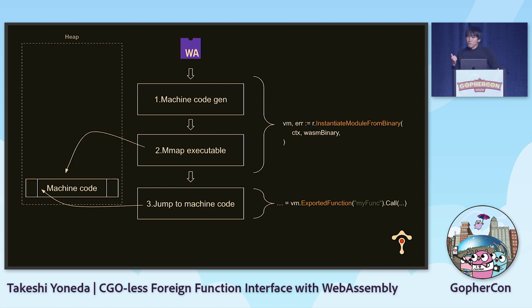So here's a diagram of how each step would correspond to the wazero API. When you are creating a virtual machine, wazero is trying to generate machine code, which is semantically equivalent to the original Wasm binary, and then memory mapping all the Wasm functions as executable. Then when you are calling any exported function from the WebAssembly virtual machine, we're transferring the control to that heap allocated machine code. So this is how it works.